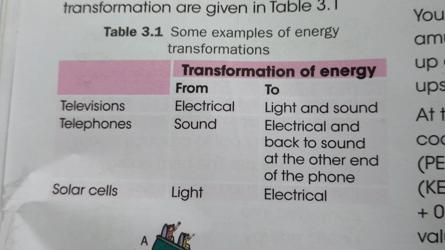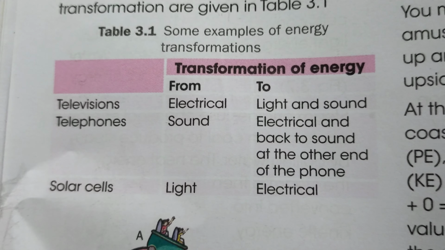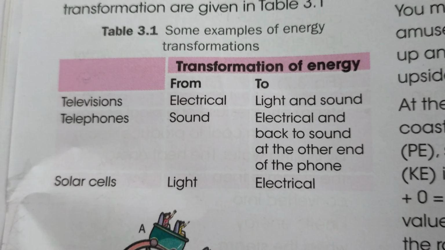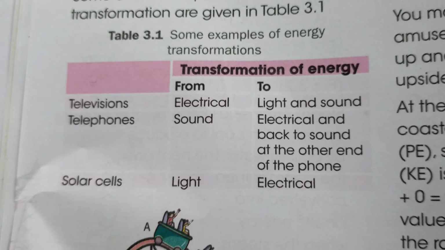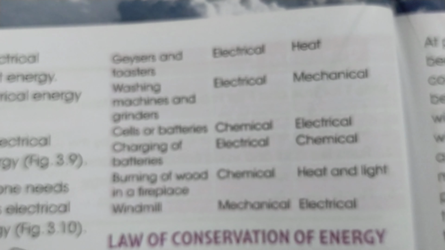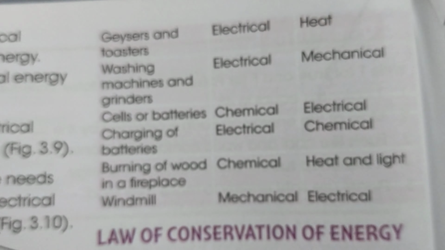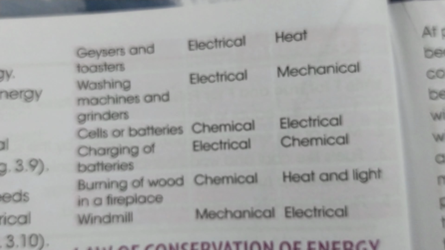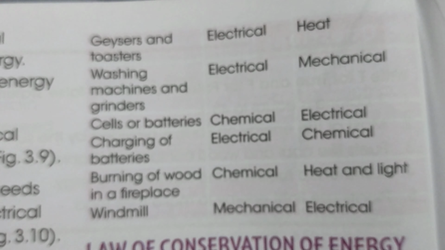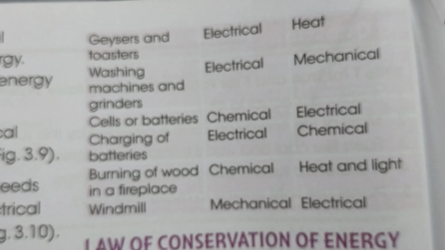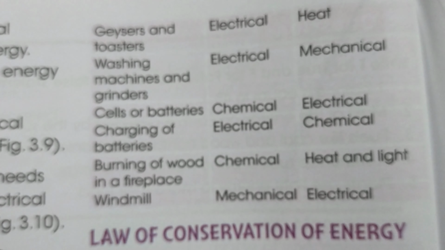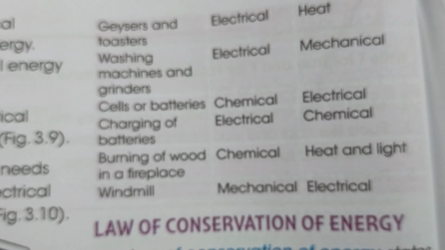Television converts electrical energy into light and sound energy. Telephone converts sound energy to electrical and back to sound at the other end of the phone. Solar cell converts light to electrical energy. Geyser and toaster convert electrical energy to heat energy. Washing machine and grinders convert electrical to mechanical energy. Cells or batteries convert chemical to electrical energy, and charging of batteries is electrical to chemical energy.